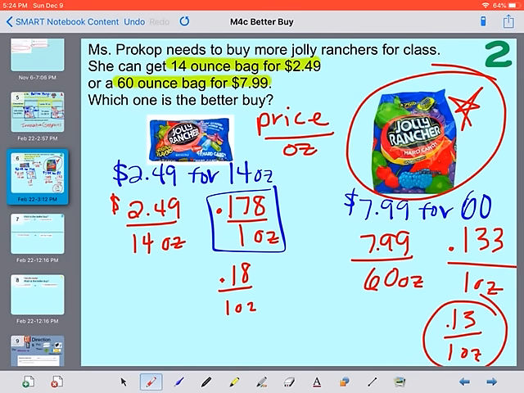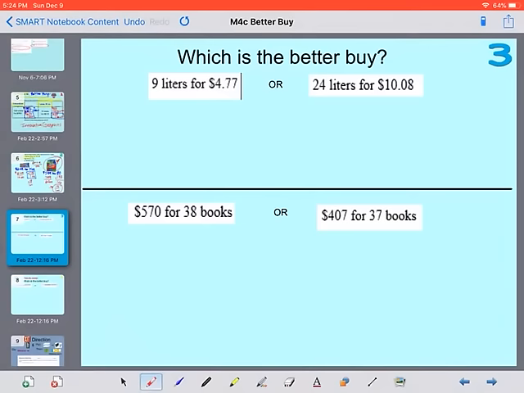So even though this one had a higher number, we want to look for the low number because that's the better buy. We don't want to spend as much money. Let's flip over to the back side. It just says, which is the better buy?